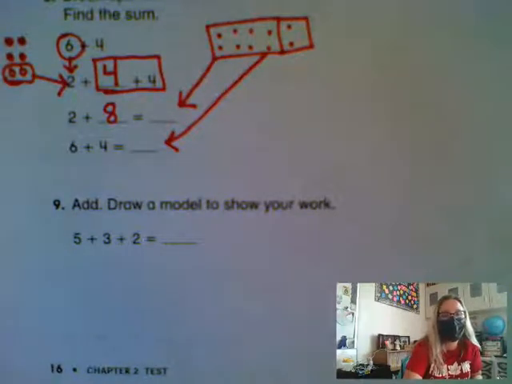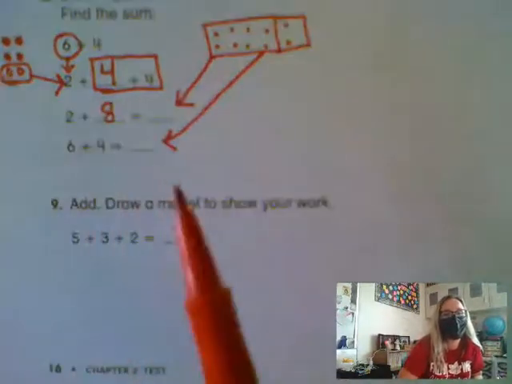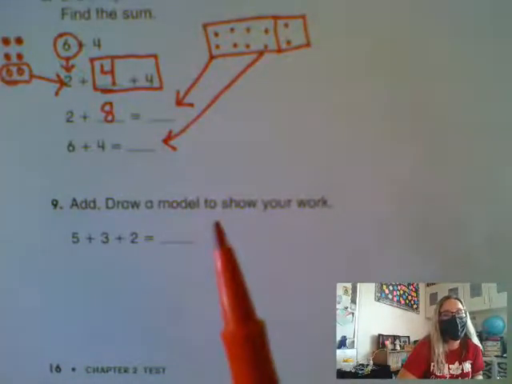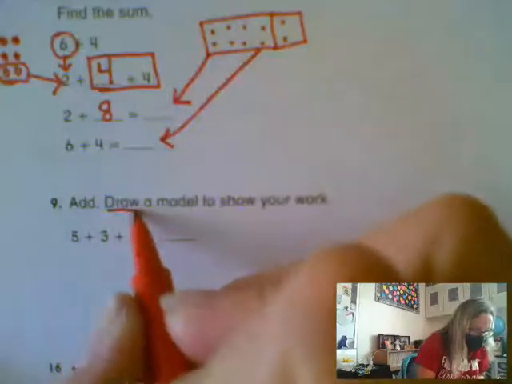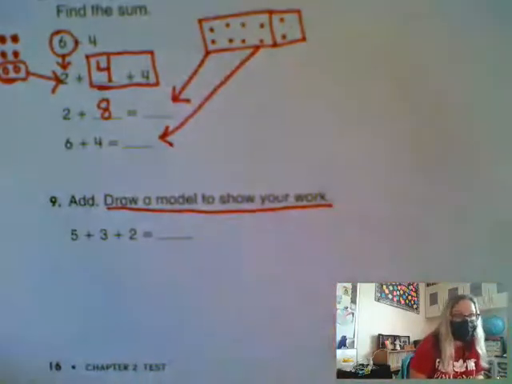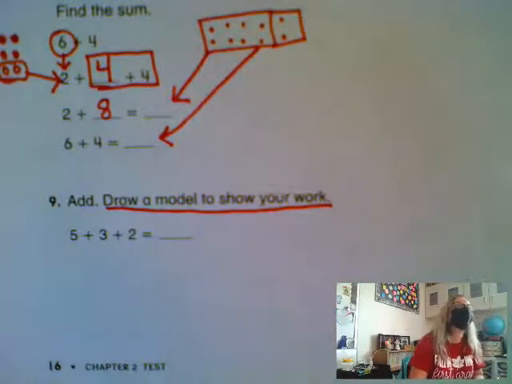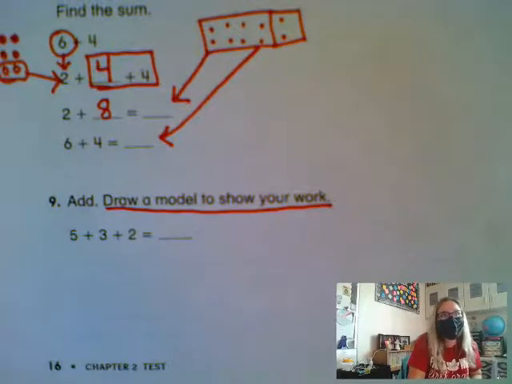All right, looking at number 9, it says add. Draw a model to show your work. It tells you draw a model to show your work. So if you don't draw a model to show your work, you'll get half wrong. So make sure you draw.